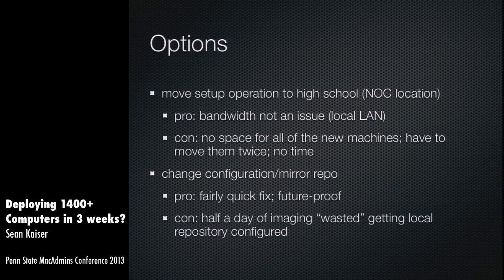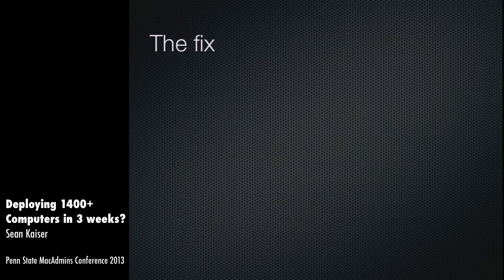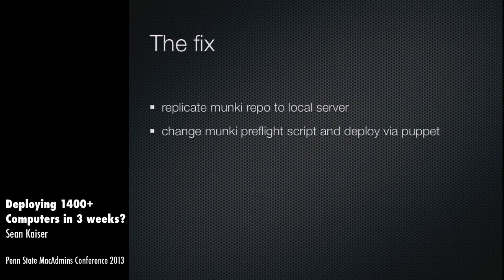What I ended up doing was I mirrored our Munki repository to our local building, and then used some of Munki's configuration options again for the preflight script. I changed the Munki preflight script and deployed it with Puppet. So this is one of those situations where having both tools to manage systems is a very good thing. And as I mentioned before, I'm using Puppet to manage the state of the machine, Unix scripts and stuff like that.